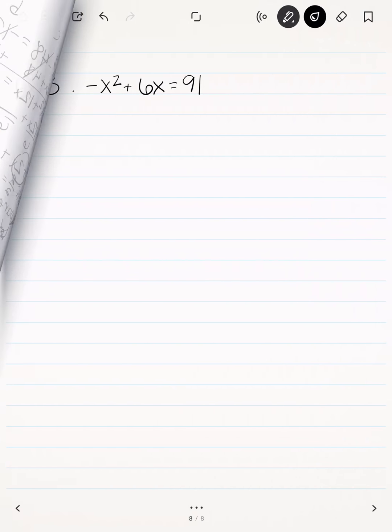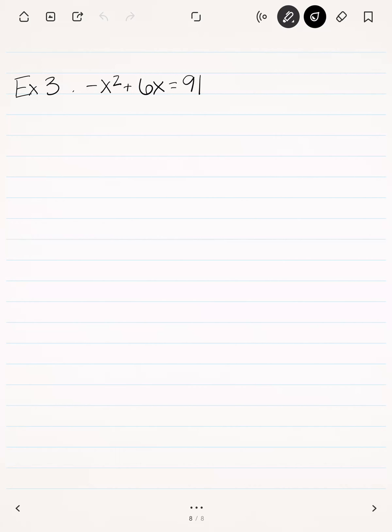Okay, last example for this video. I have a negative x squared plus a 6x equals a 91. So in this one, I have a and b on the same side and c on the opposite, so I'm good. So I'm going to go ahead and add in my spaces.